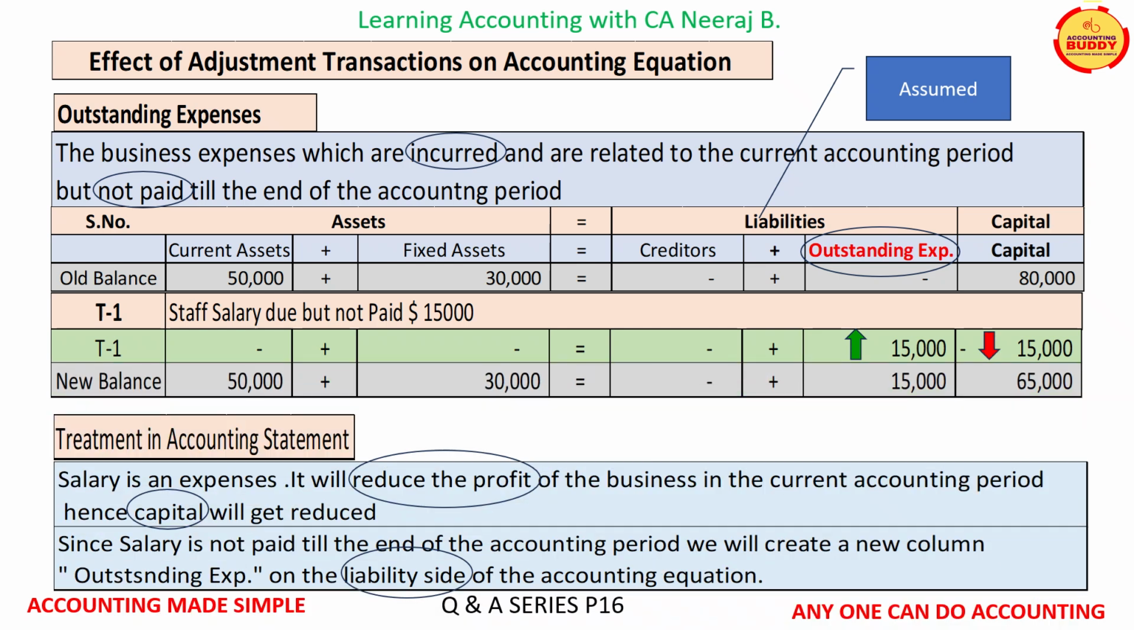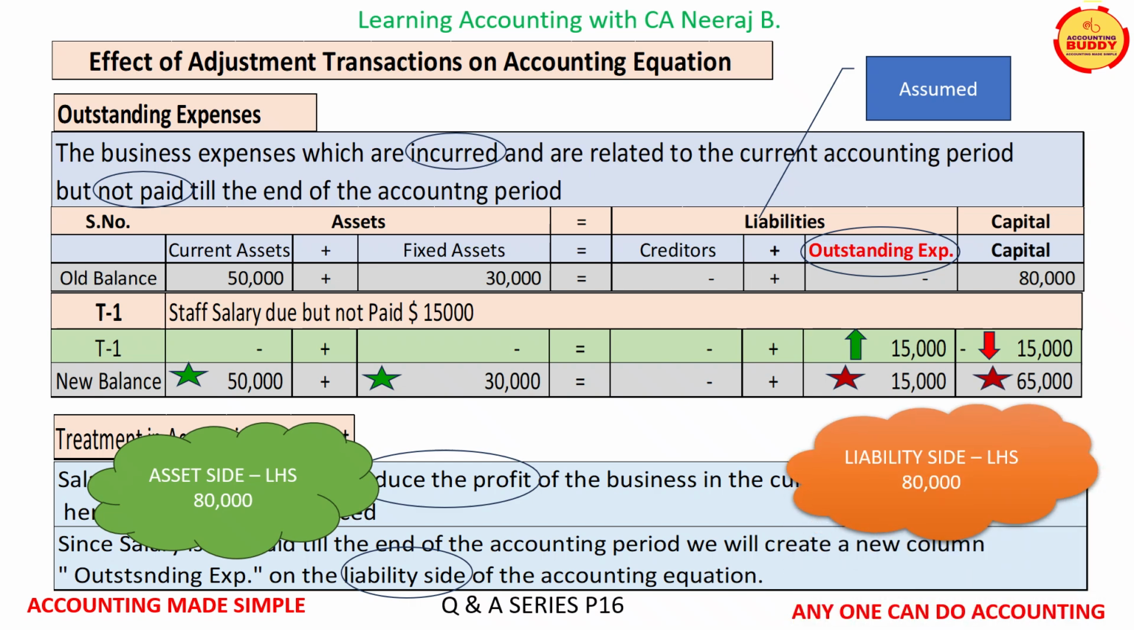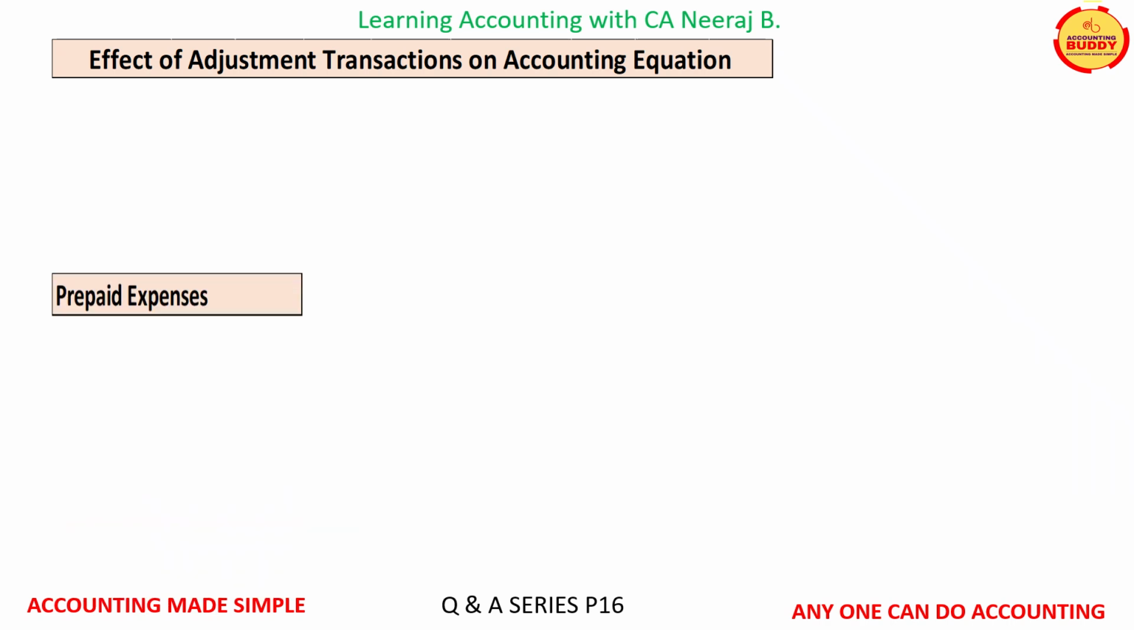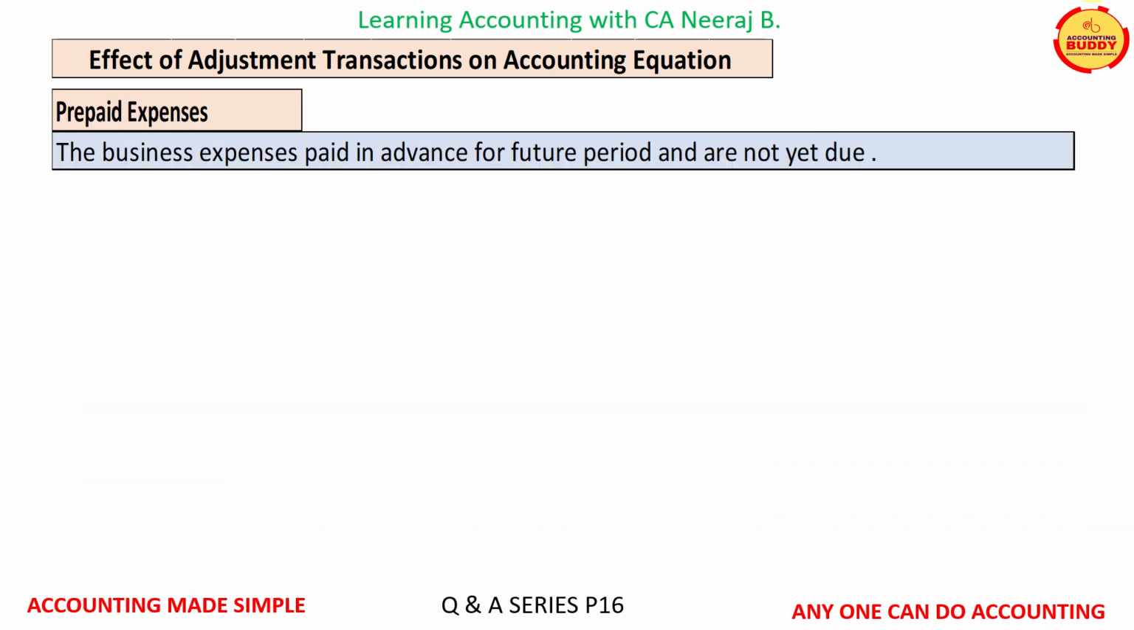Post the outstanding expense transaction, the new accounting equation will have 50,000 cash, 30,000 fixed assets, totaling 80,000 of total assets. And on the right hand side, we have 15,000 of liabilities and a capital of 65,000. Let us now learn how a prepaid expense transaction will affect the accounting equation. Quick recap. The business expense paid in advance for future periods which are not yet due are called prepaid expenses.